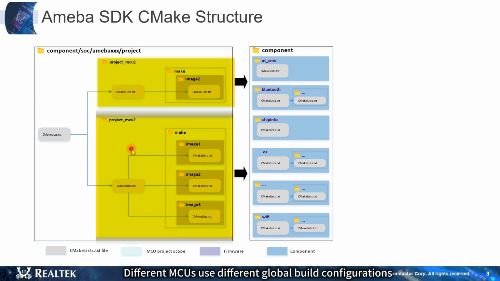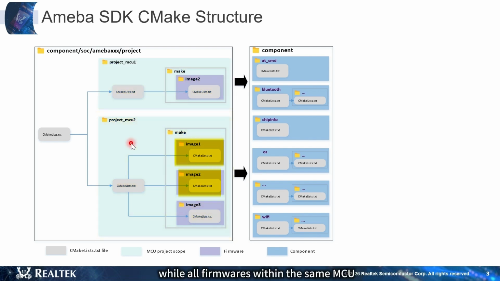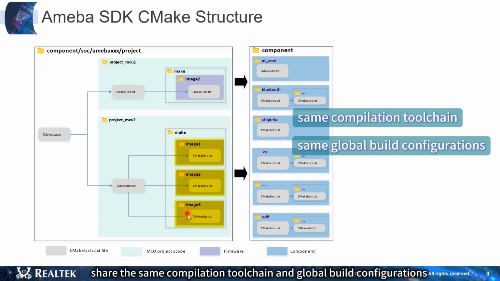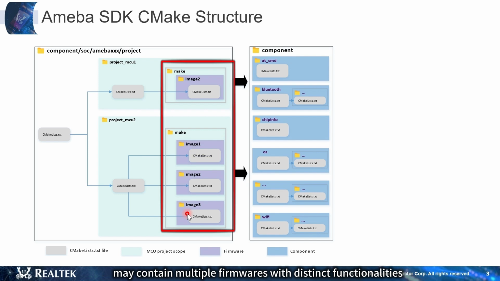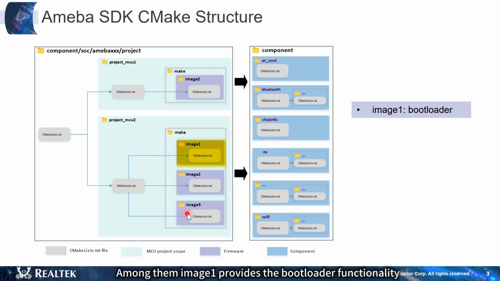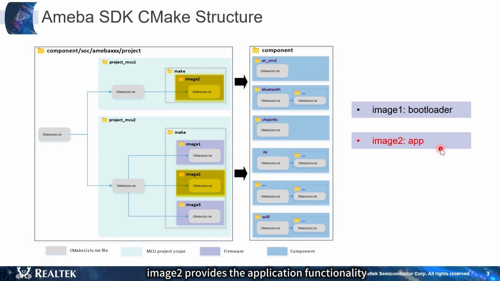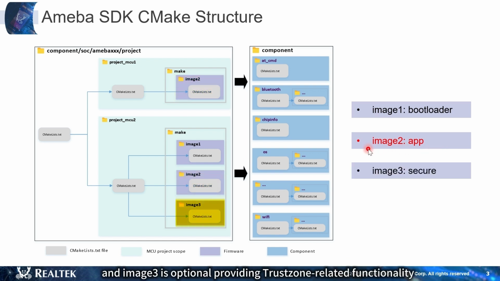Different MCUs use different global build configurations, while all firmwares within the same MCU share the same compilation toolchain and global build configurations. Each MCU may contain multiple firmwares with distinct functionalities. Among them, Image 1 provides the bootloader functionality. Image 2 provides the application functionality, where user applications are generally built, and Image 3 is optional, providing trust zone-related functionality. In each firmware, multiple components can be added as needed.